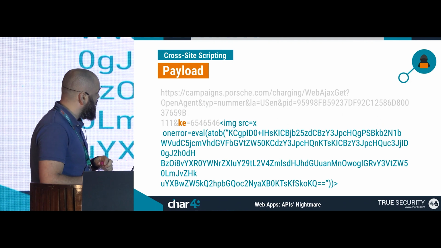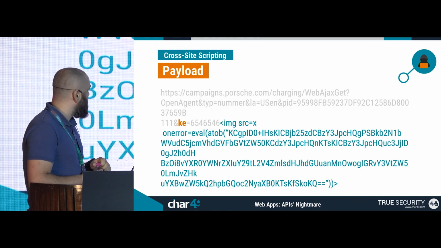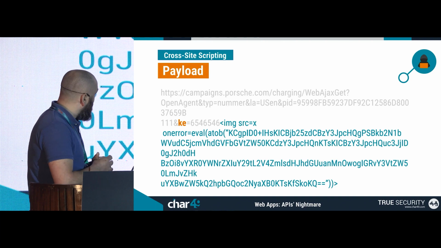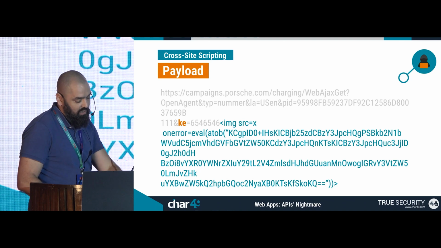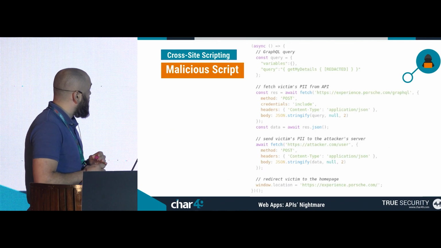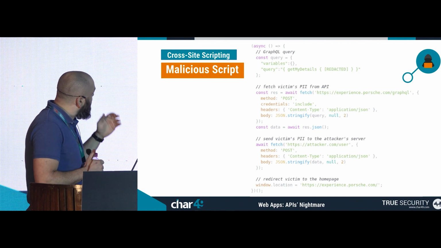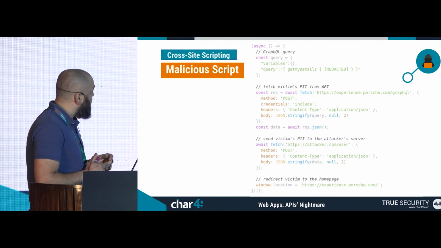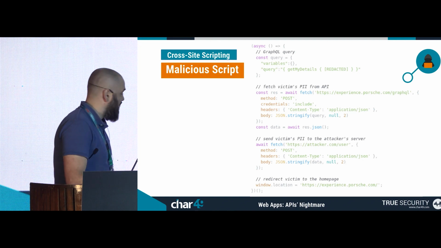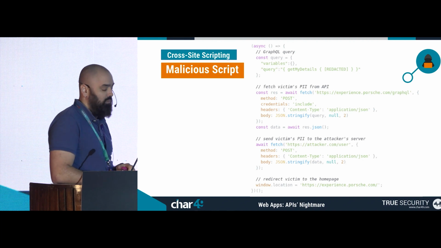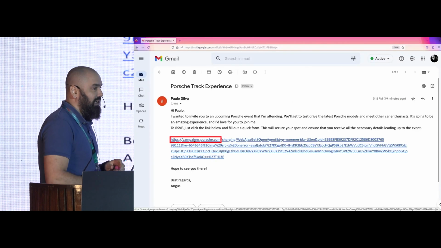To avoid encoding issues in the URL, we did the common technique: base64 encode our payload, and then we decode it first and pass it to the eval function to read and execute the JavaScript code. On the remote server, this is the file we put there. First, we prepare the query to get the authenticated user's details. We fetch the data; we actually make the GraphQL query. And then we send the data to a remote location. Then we were kind enough to redirect the victim to the home page to make the attack almost unnoticeable.